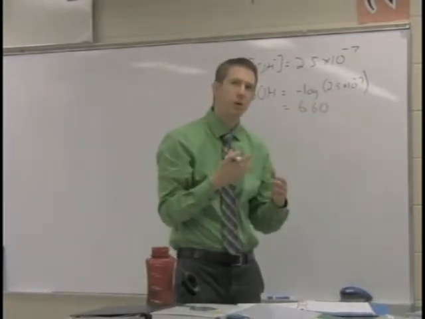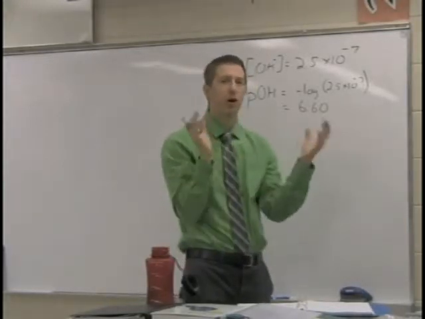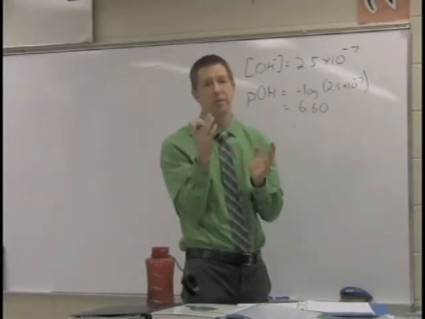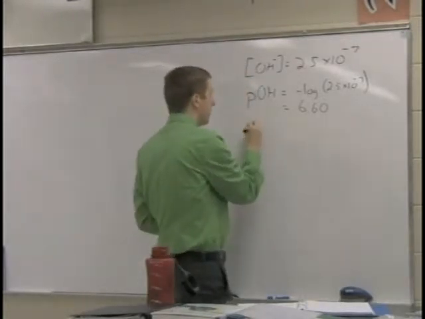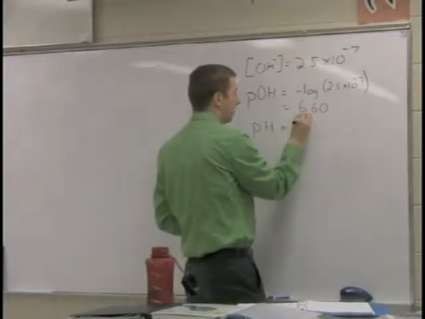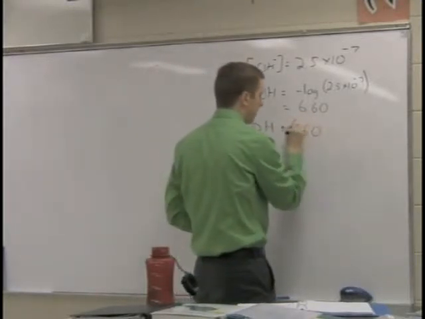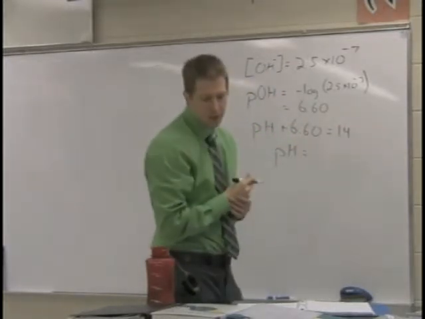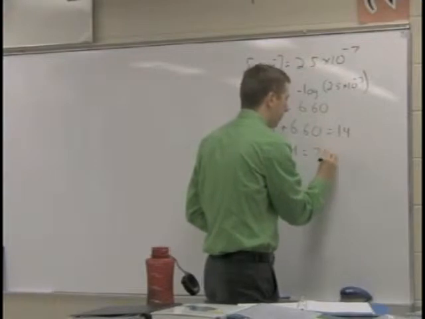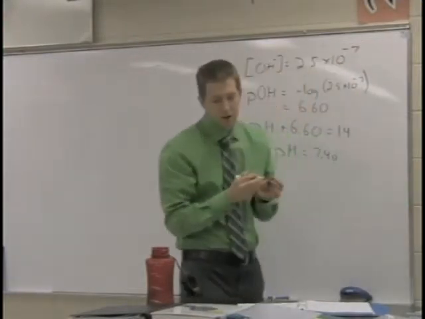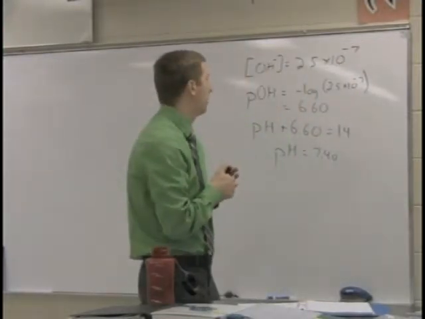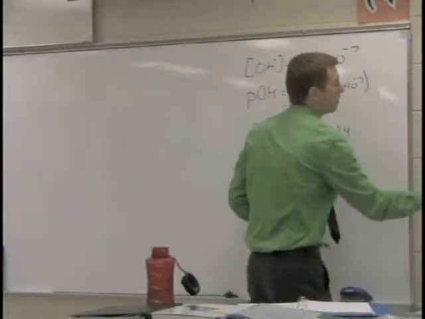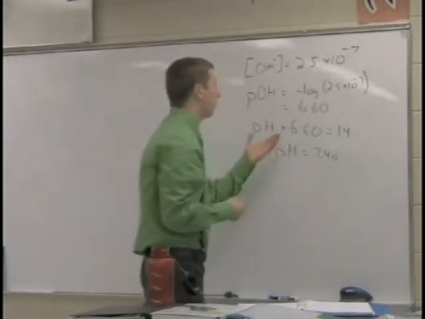But pOH is only used with bases. It's not really used as an overall indicator of is it an acid or is it a base, recalling that below 7 is an acid, above 7 is a base. So what I need to do then is pH plus my pOH, which is 6.60, equals 14. That will get me a pH of 7.40, which if you check on your slide is the correct answer. So once again, if you have a base, remember to use the pOH part first, then what you can do is you can solve for the pH from there.